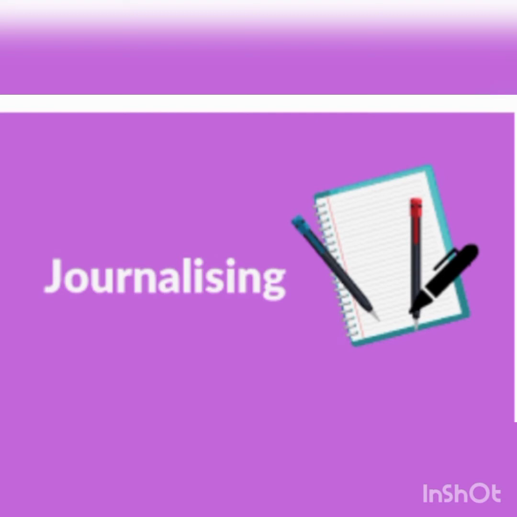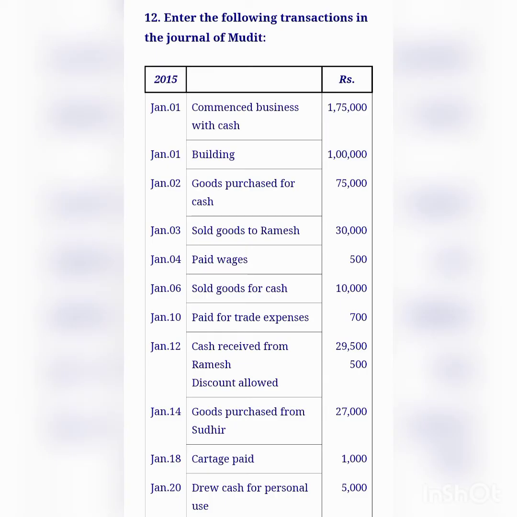The rule for debit and credit is: increase in assets is debited and decrease in assets is credited. Increase in expenses and losses is debited and decrease in expenses and losses is credited. Then increase in liabilities and incomes is credited, and decrease in liabilities and incomes is debited. These are the important rules of recording transactions in various books of accounts. Now we are going to solve one problem.